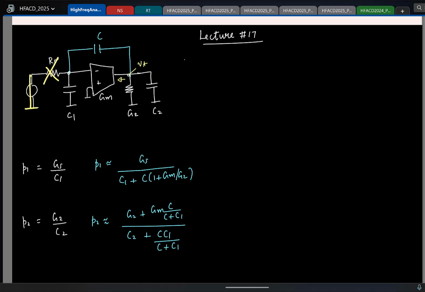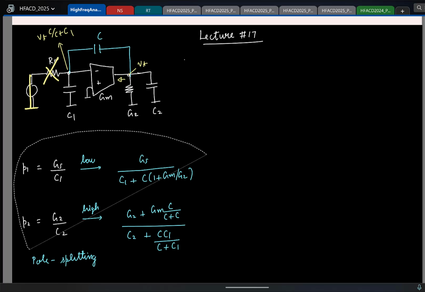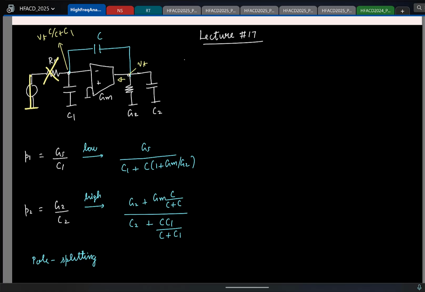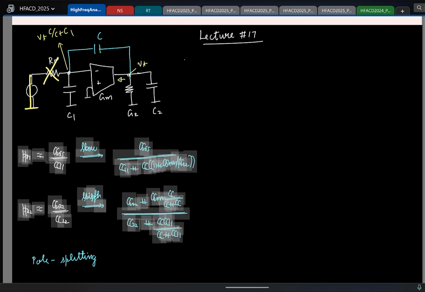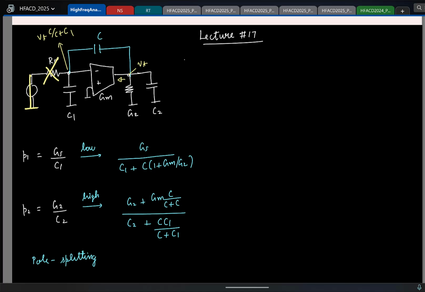Let me erase this, or let it be there. So as we saw, this one pole moved to a low frequency, other pole shifted to high frequency. This is something we'll refer to as pole splitting. Cool. So this is something we saw with Miller effect. Let's see how we can exploit this to stabilize our two-stage OTA. For that I'll erase all these so that there is not too much info.